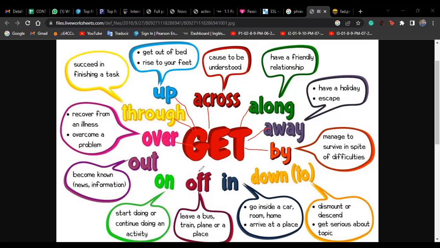in spite of difficulties. Get down means dismount or descend, get serious about a topic. Get in means go inside a car or room. Get off means leave a bus, train, plane, or place. Get on means start doing or continue doing an activity. And get out means become known, news, information, etc. So it will depend on the preposition, so you can get the meaning of the word.